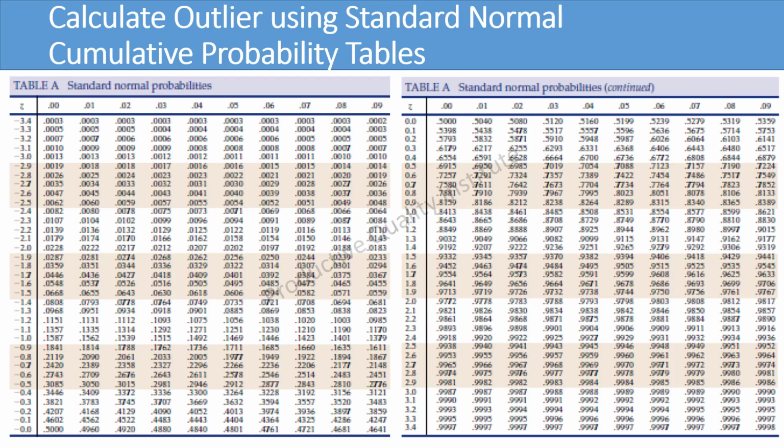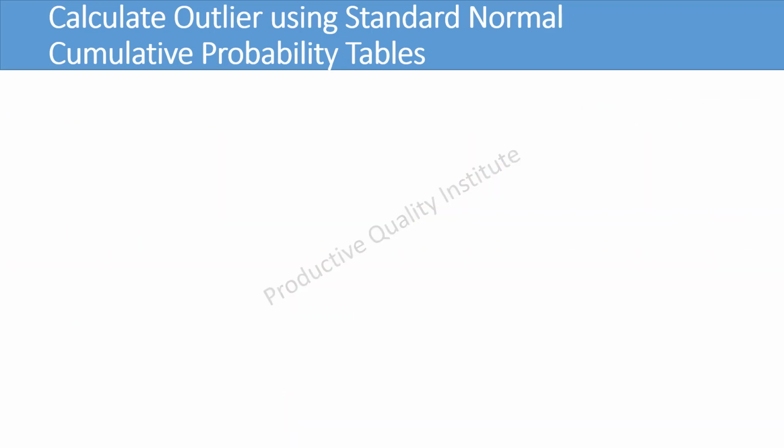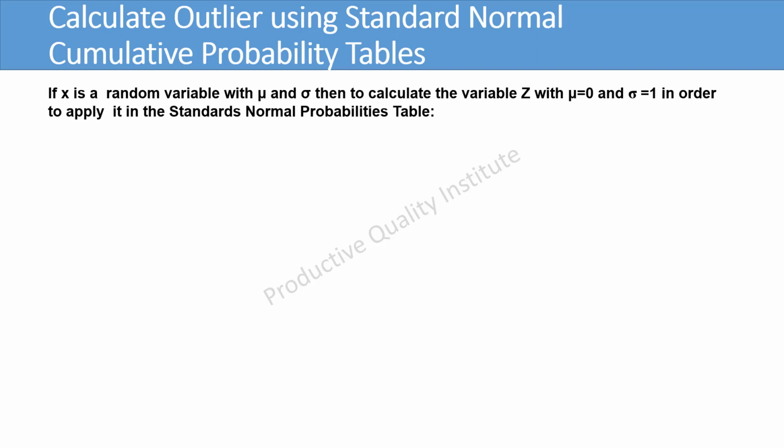Here are the standard normal cumulative probability tables. You can download the complete tables anytime from the resources. If x is a random variable with mu and sigma, then to calculate the variable z with mu equal to 0 and sigma equal to 1, in order to apply it in the standard normal probabilities table, z will be equal to (x minus mu) divided by sigma.